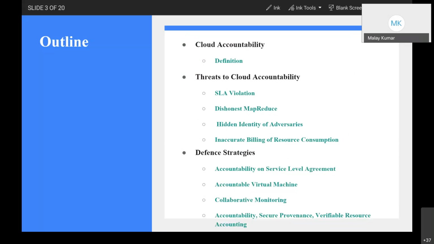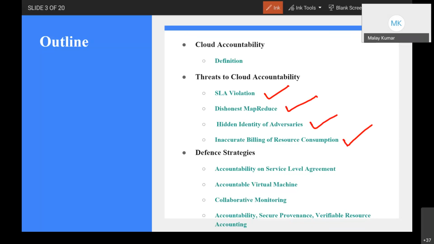Okay guys, in this presentation, first we see the definition of cloud accountability, which is the standard definition covered in multiple literatures. Then we see the threat model of cloud accountability. In that, we will cover SLA violation, dishonest MapReduce, hidden identity of adversaries, and inaccurate billing of resource consumption.